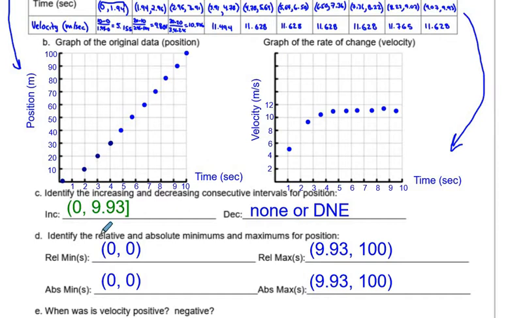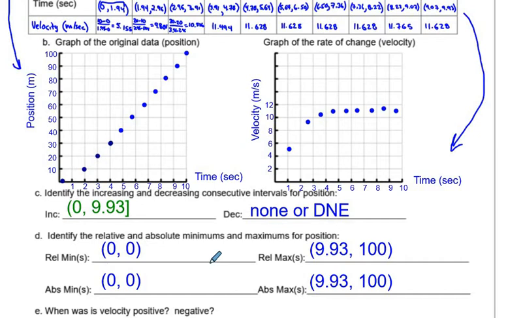So that point, 0, 0, is the relative minimum. It's the only minimum on the graph, and his absolute minimum is also that value. His absolute maximum was 9.93 in 100 meters. He ran a 100-meter dash, so that's his relative and absolute maximum.